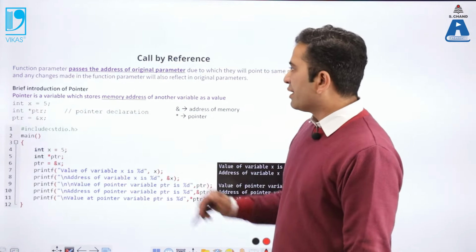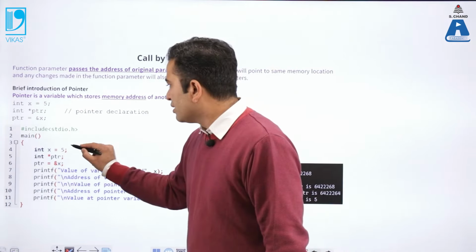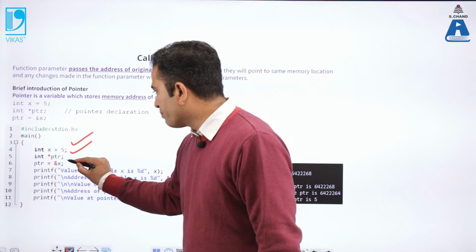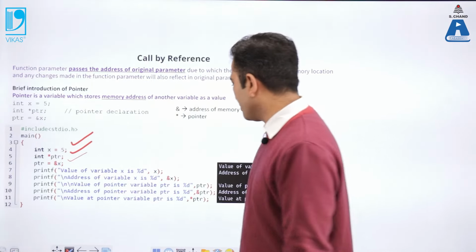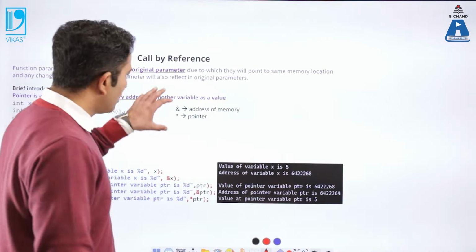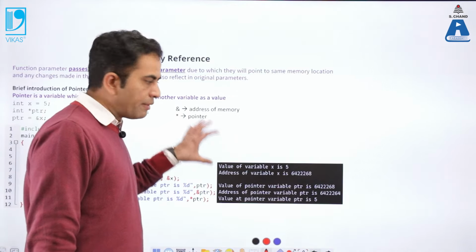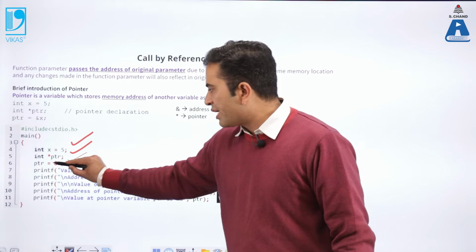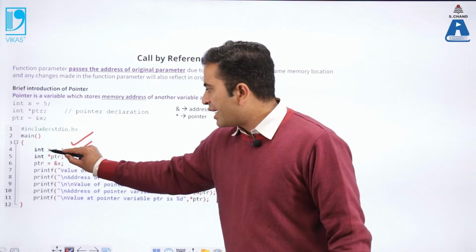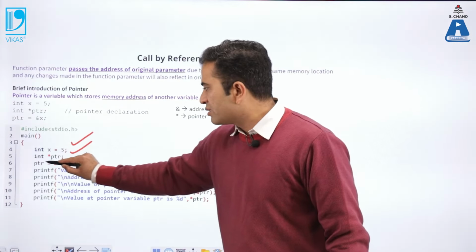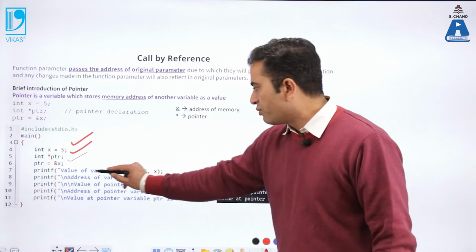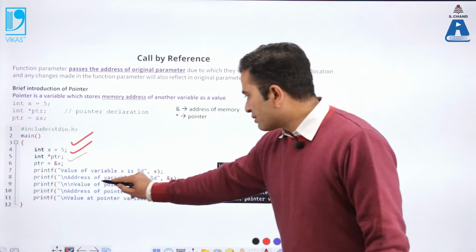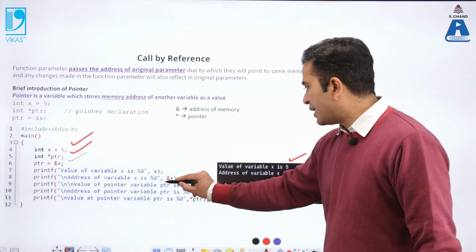So call by reference: initializing x equal to 5, star ptr equal to &x. See here, this is just a simple introduction to memory locations. x is 5, star ptr is a pointer type, ptr equals &x. That means the address of this particular variable is saved in the pointer type. Now we are printing the value of variable x, which is 5. It is here. The address of the variable x is &x.